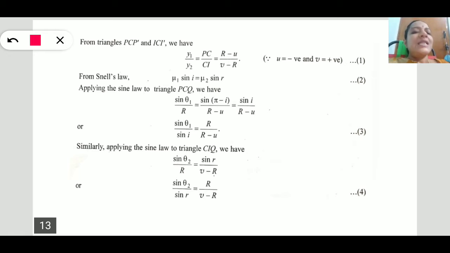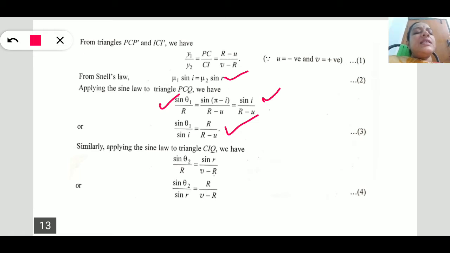Again, by using Snell's law, mu1 sin i is equal to mu2 sin r. Next, if we take the triangle PCQ and compare the angles and sides, sin theta 1 by R is equal to sin of pi minus i by R minus U. Since sin of 180 minus theta is sin i, therefore sin theta 1 by sin i can be written as R by R minus U. By seeing the figure, we can easily understand this step.